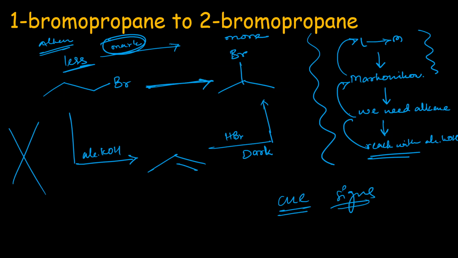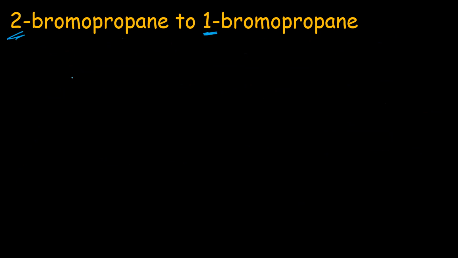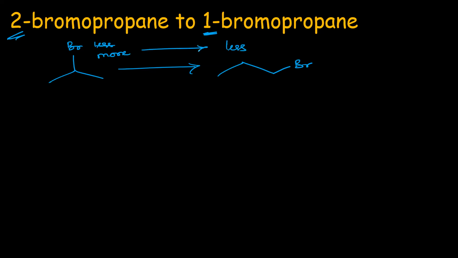That is very interesting. 1-bromopropane to 2-bromopropane. Now we are going to reverse: 2-bromopropane to 1-bromopropane. So we have Br here, and I am moving to 1-bromopropane. Now see again what we are doing. We are going from more to less substituted. If you are going from more to less, then we have to do anti-Markovnikov addition. So again, for anti-Markovnikov, what do I need? I need an alkene. If I need an alkene, then I will react with alcoholic KOH. So I will react this with alcoholic KOH first.